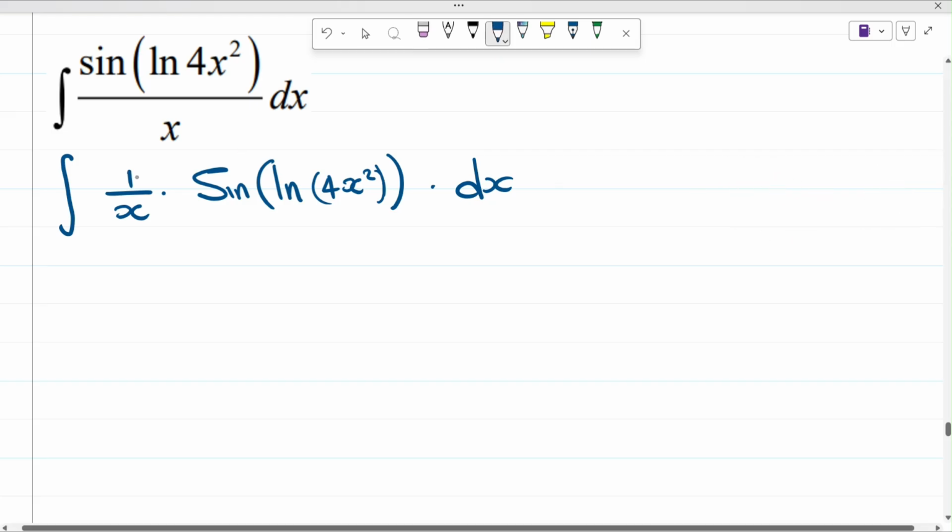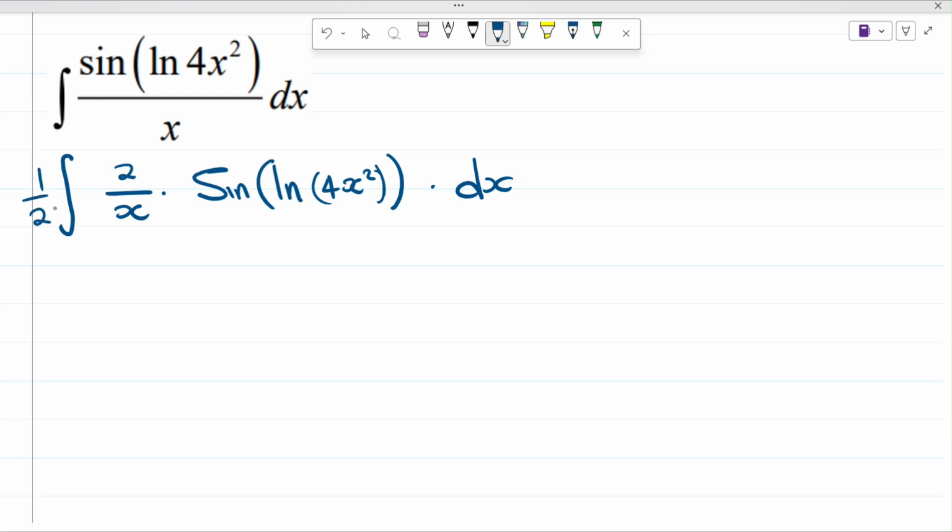But then I only have 1 over x. So what do I do? I put a 2 here. And because I didn't have a 2, I cancel out that 2 by multiplying by 1 over 2, right?